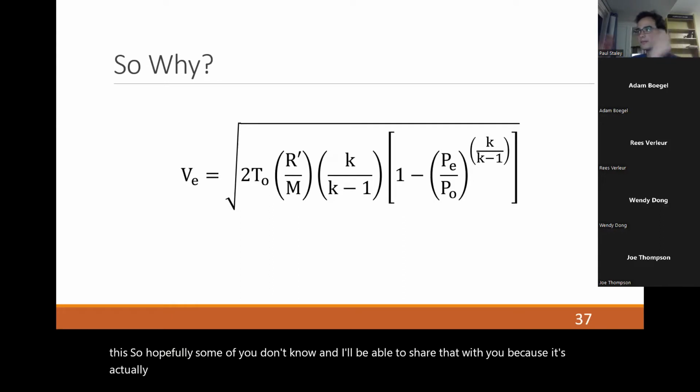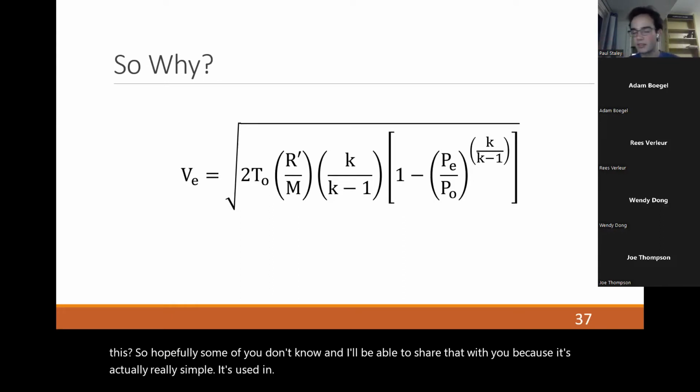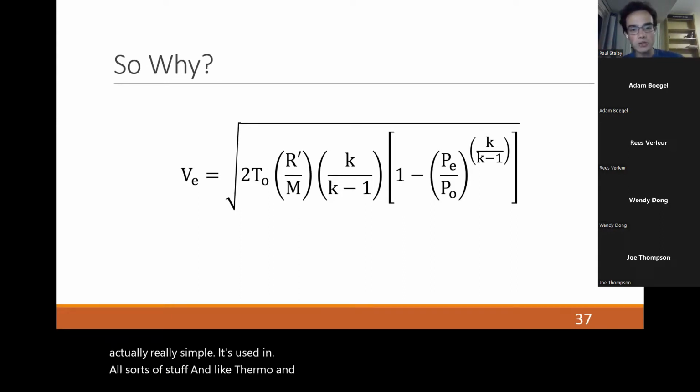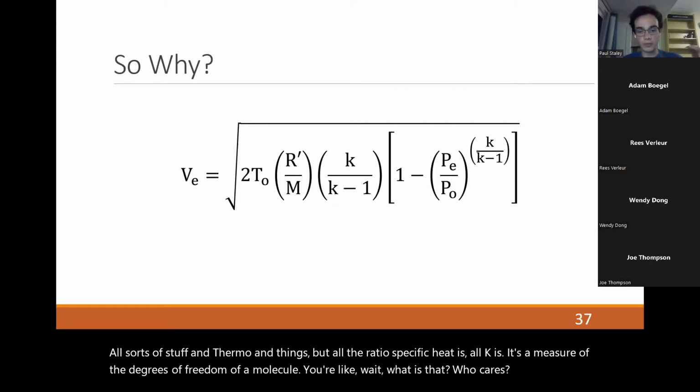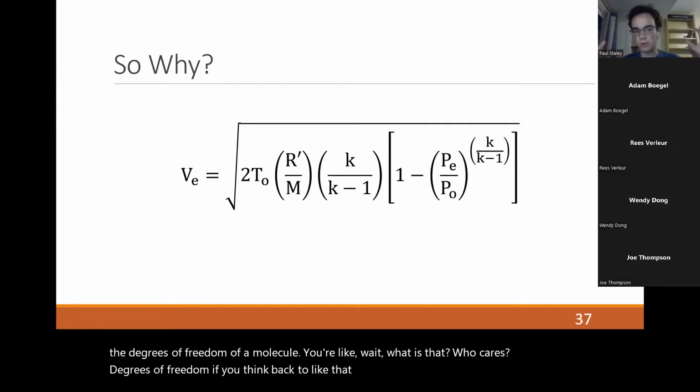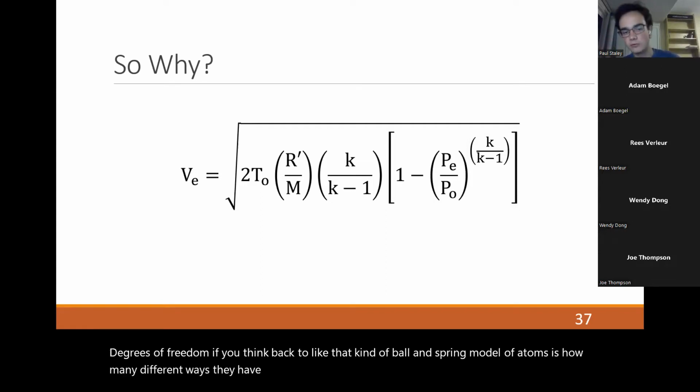It's used in all sorts of stuff in thermo and things. But all the ratio of specific heat is, all K is, it's a measure of the degrees of freedom of a molecule. You're like, wait, well, what is that? Who cares? Degrees of freedom, if you think back to that kind of ball and spring model of atoms, is how many different ways they have to twist and move.